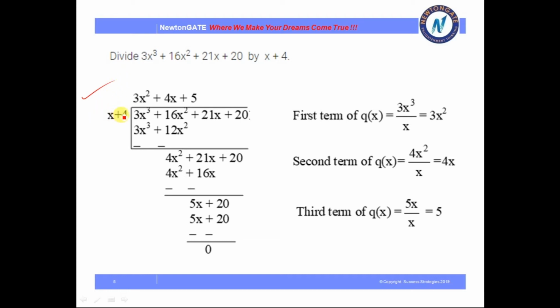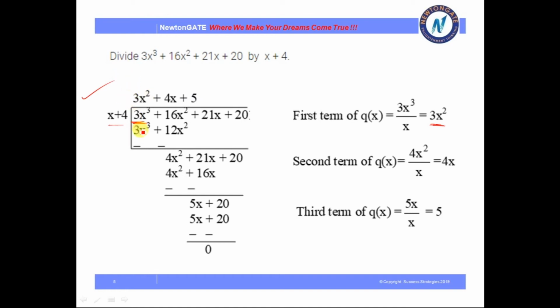So let's see, what do we first do? First we write the polynomial in the process of long division. We write our divisor on the left side and we write the one we are dividing on the right side. So the first step is we need to see the first term. The first term is 3x cube, and we divide the first term of our polynomial by the first term of our divisor. What do we get? We get 3x square. So this is the first term of our quotient.